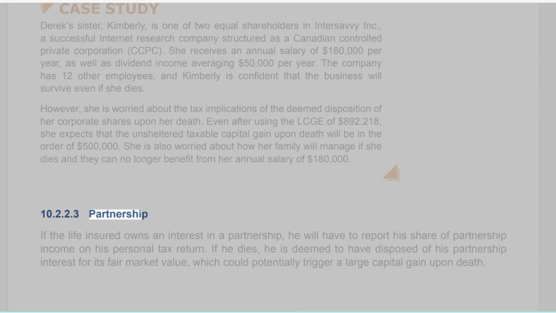10.2.2.3 Partnership. If the life insured owns an interest in a partnership, he will have to report his share of partnership income on his personal tax return. If he dies, he is deemed to have disposed of his partnership interest for its fair market value, which could potentially trigger a large capital gain upon death.